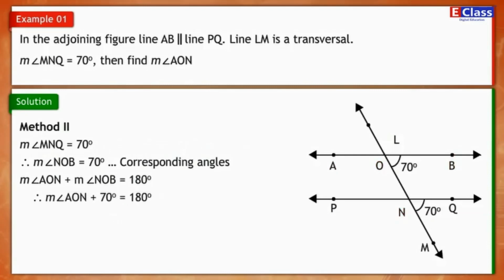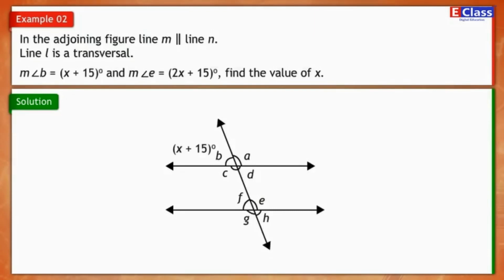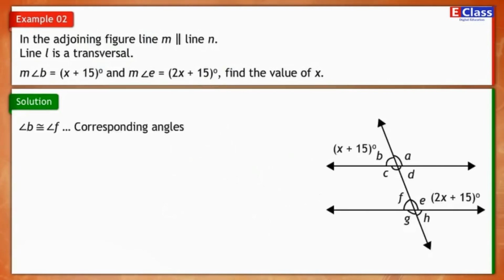Example 2. In the adjoining figure, line M is parallel to line N. Line L is a transversal. Measure of angle B is equal to x plus 15 degrees and measure of angle E is equal to 2x plus 15 degrees. Then find value of x. Solution. Angle B is congruent to angle F as they are corresponding angles.